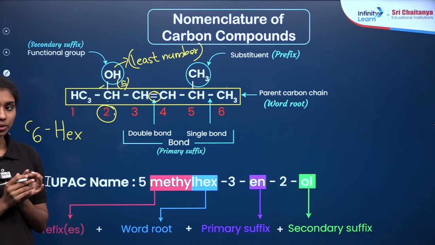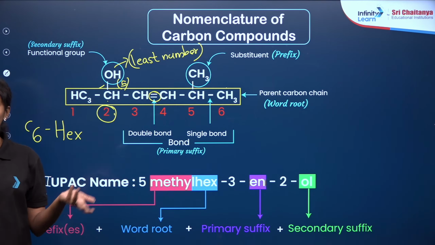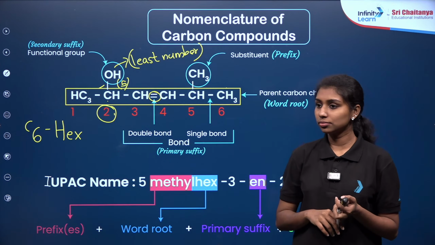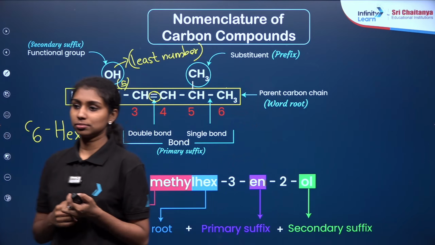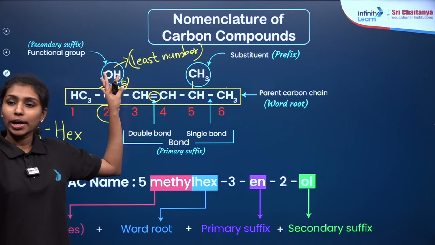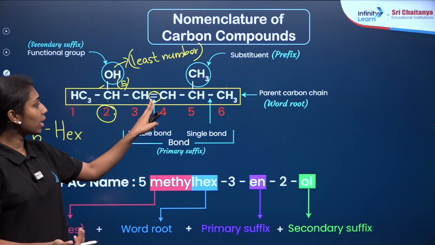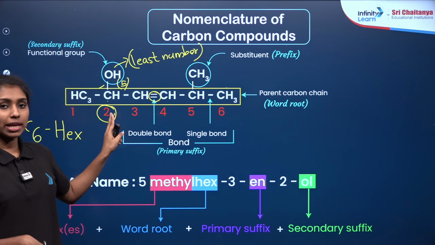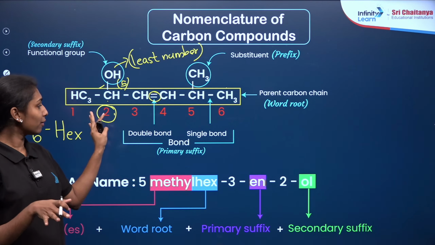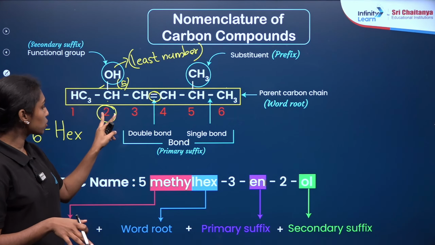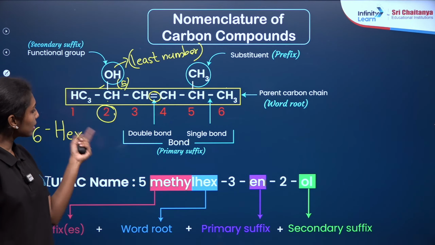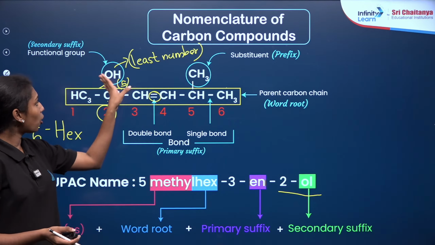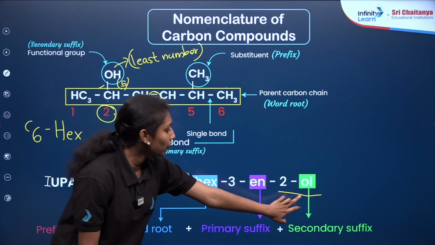Are you getting my point? Here it is the OH group, right? The hydroxy group has more priority than the double bond. So this priority group will get the least number here. As compared to 5 or 2, 2 is the least number. So we are giving the numbering of the OH group as 2, which is attached to the second carbon. That will be our secondary suffix. Observing here, the secondary suffix is 2. The OH group means alcohol. OL will be the suffix here.